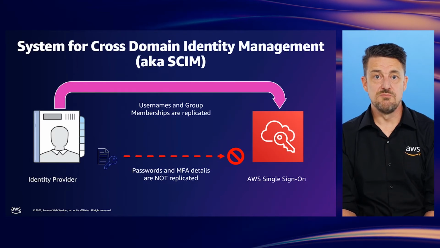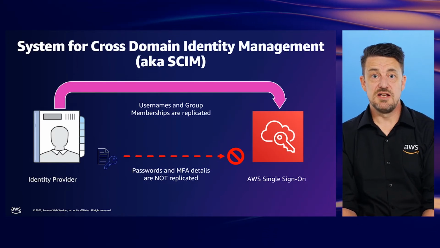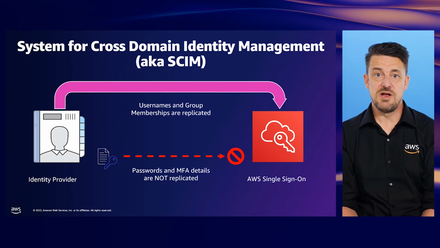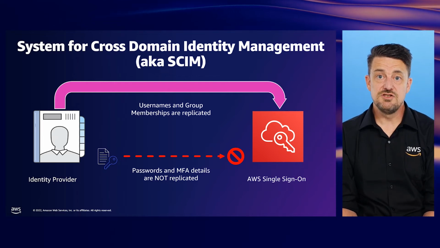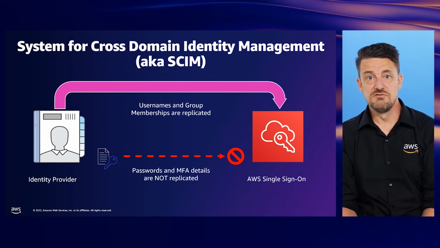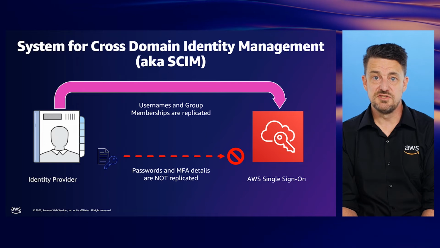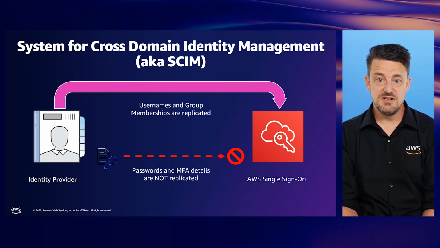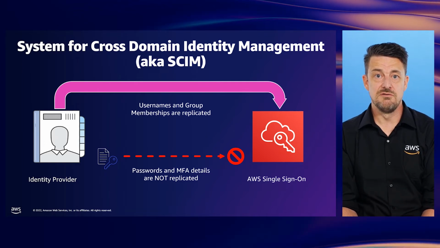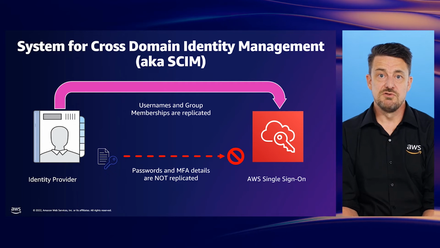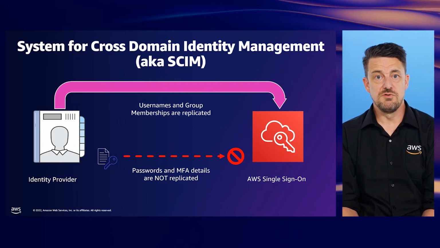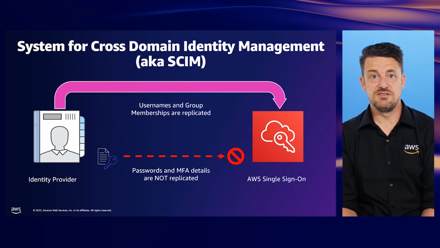Let's now talk about the SCIM protocol. SCIM stands for System for Cross-Domain Identity Management. SCIM is a HTTP-based protocol for sharing user information between an identity source and a destination system, and is natively supported by AWS SSO. With SCIM, your user identity and group information is provisioned from your IDP into AWS SSO.